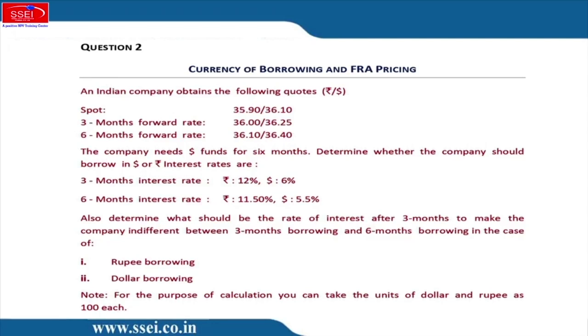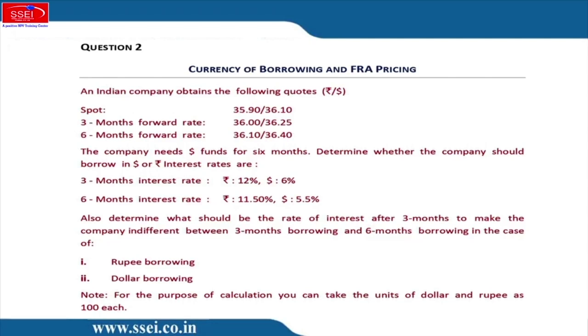Alternative 2, let's borrow rupee. How much rupee? Since we require $100, if we don't borrow $100, we will buy $100 from the market. At 36.1, you will buy. So you need 100 into 36.1, that is 3610 rupee. So amount borrowed will be 3610. Do not be confused, why have we used the ask rate? We are thinking that we will borrow rupee and buy dollar. So to buy $100, you will require 100 into 36.1, that is 3610 rupees. We will borrow 3610 rupee at what rate?